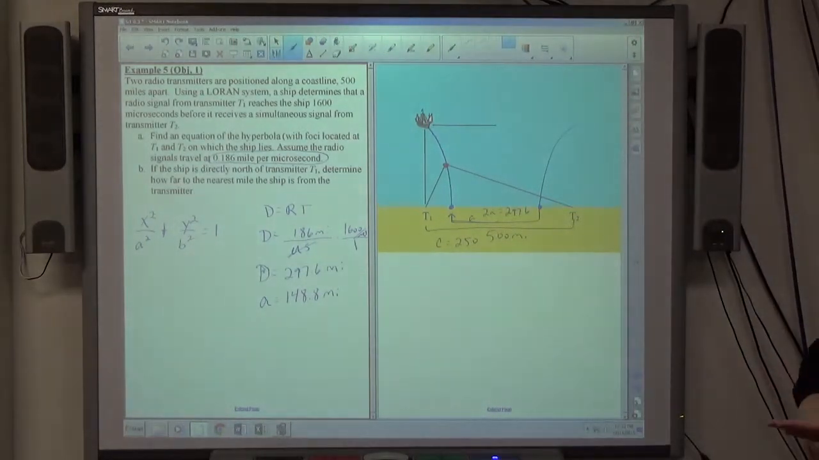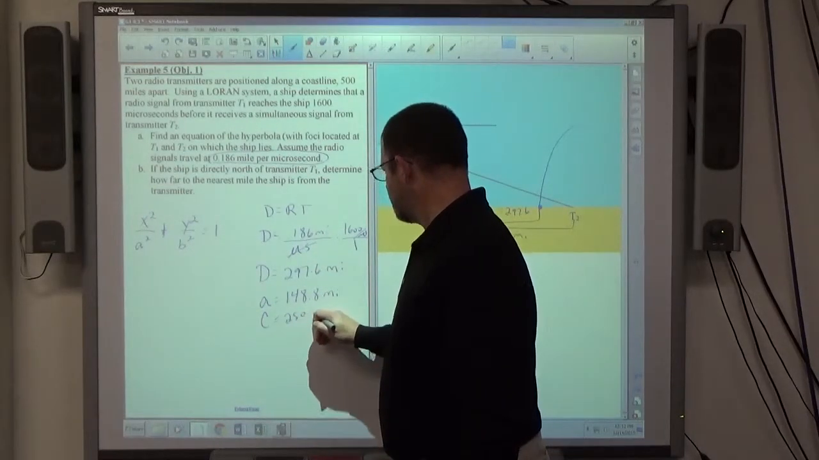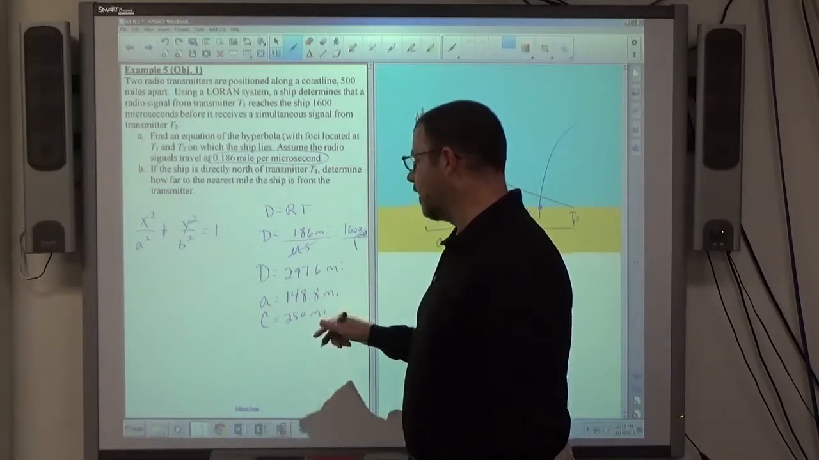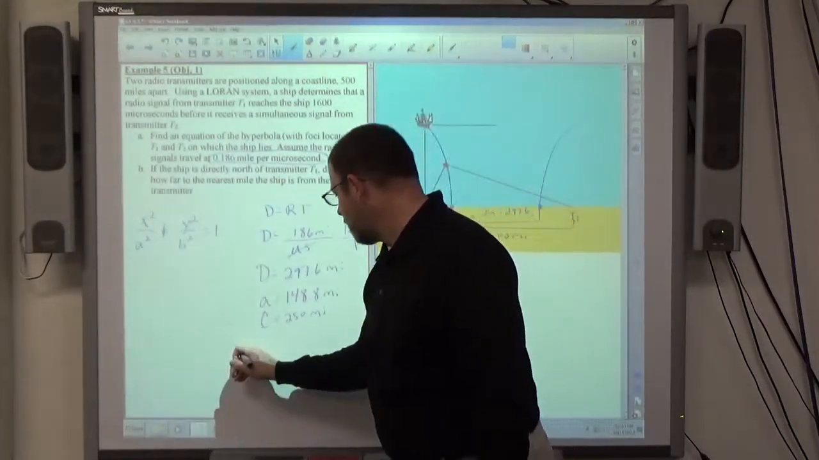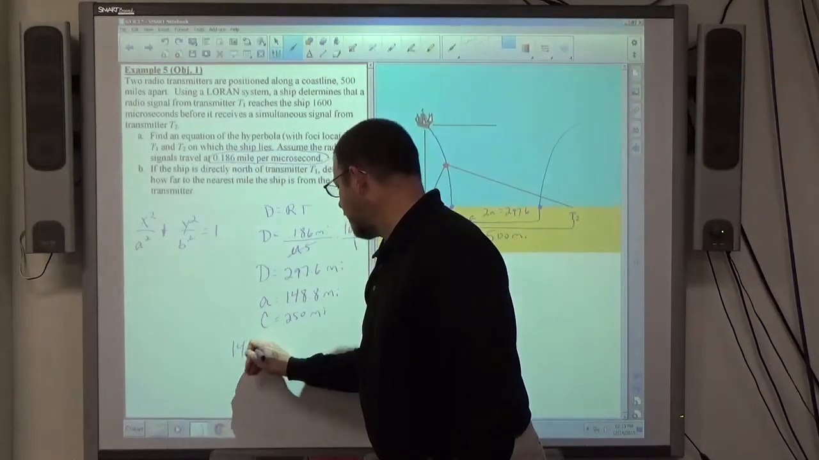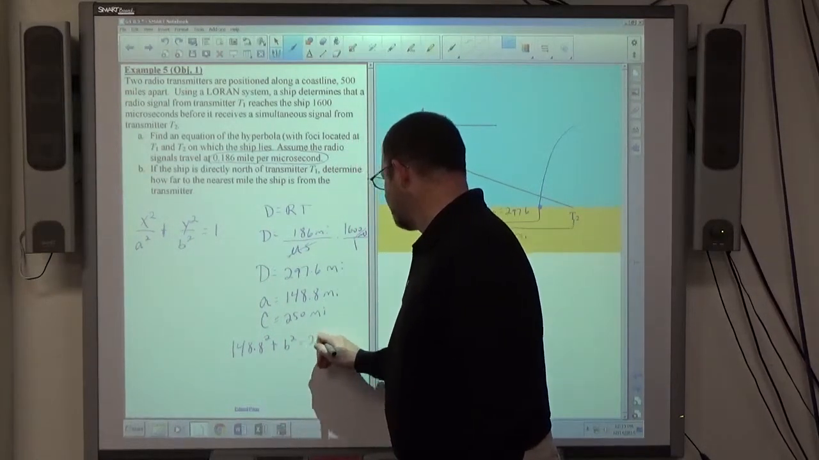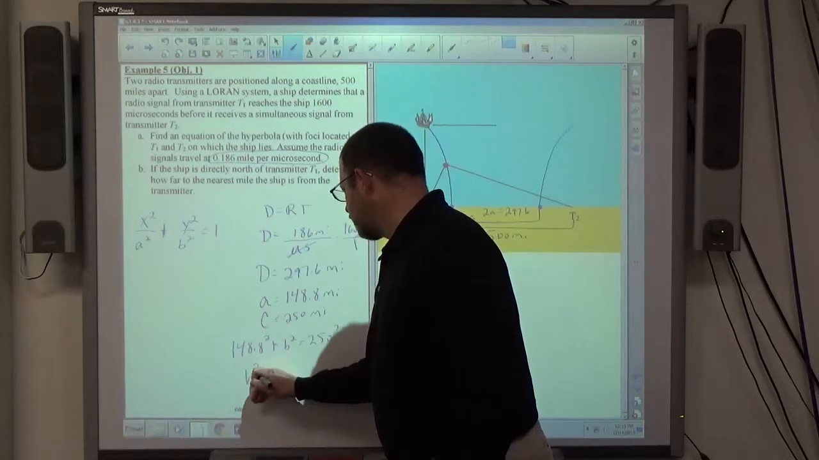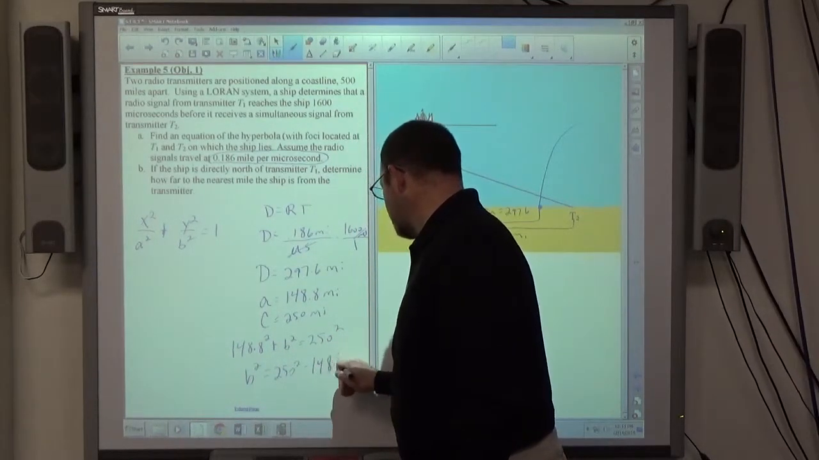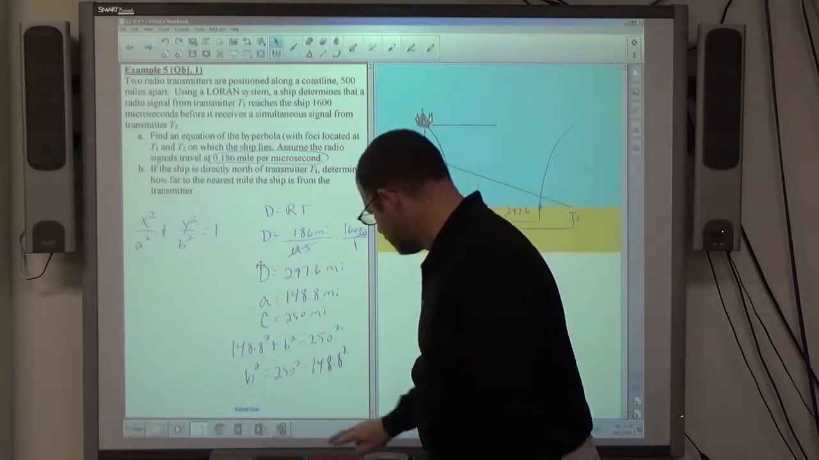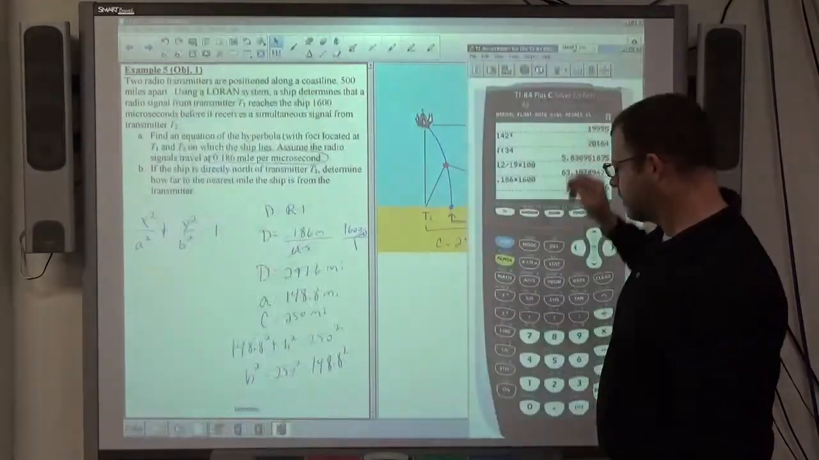We already know C is equal to 250 miles. And the only thing I needed beyond that is what B is, right? And I know A squared plus B squared equals C squared. So 148.8 squared plus B squared is equal to 250 squared. So B squared is going to be 250 squared minus 148.8 squared. Calculator out again.